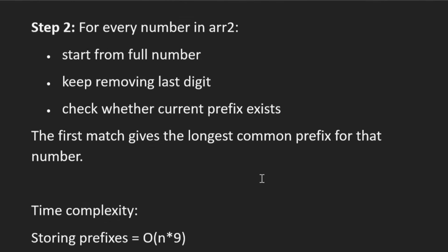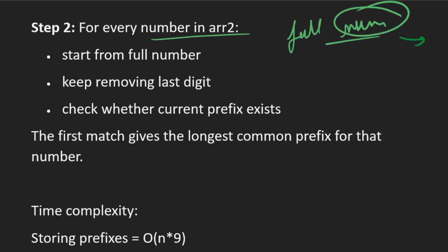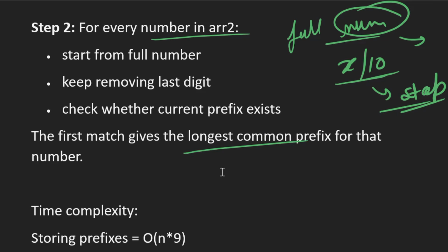Then for every number in array 2, we start with the full number. We start with the full num, then check whether that number is present in the hash set or not. If not, then we remove the last digit by doing x / 10 and check again. Once we get a prefix present in the hash set, we stop there, because that will be the longest common prefix for that particular number.